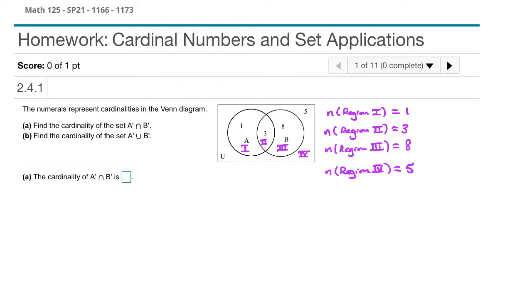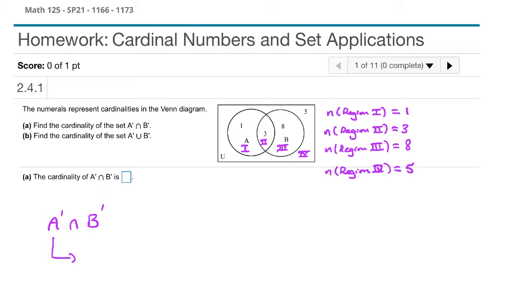And so the idea when we're asked the cardinality of this set, A prime intersect B prime, is that we really want to know what regions correspond to this particular set. And once we know which regions correspond to that set, then we can just add up the cardinality of those regions, and that gives us our total number. And so that's what we want to do.